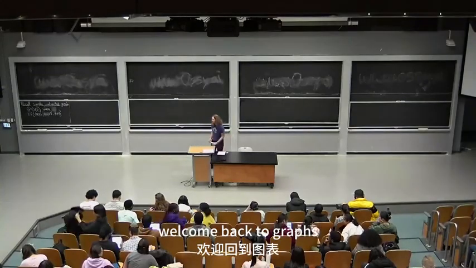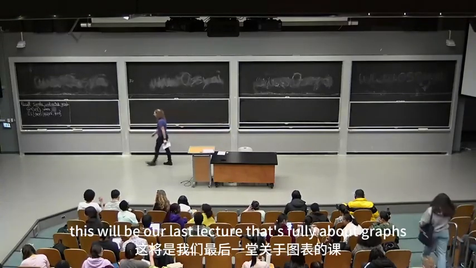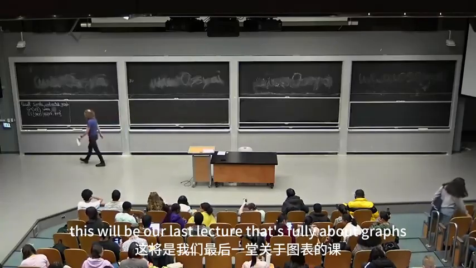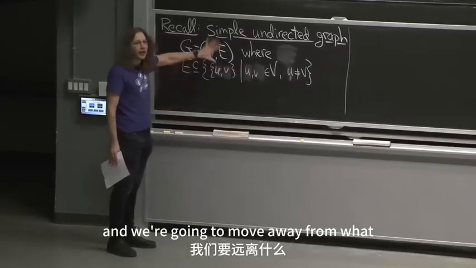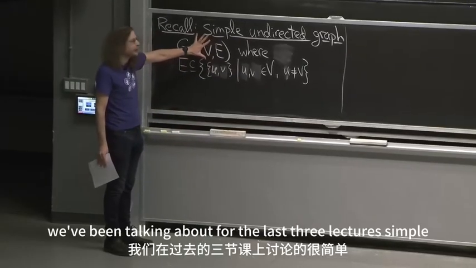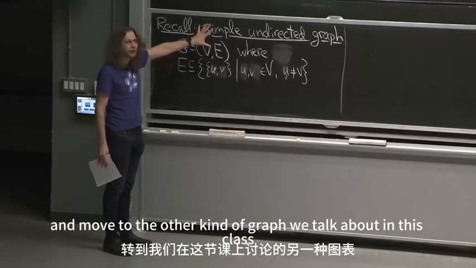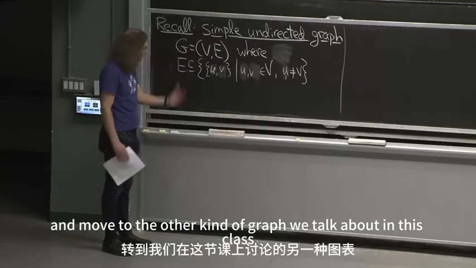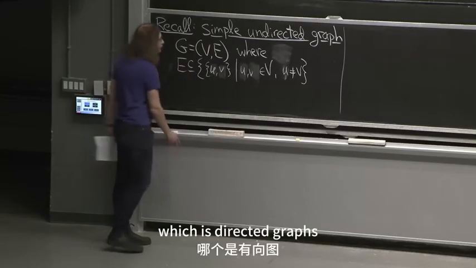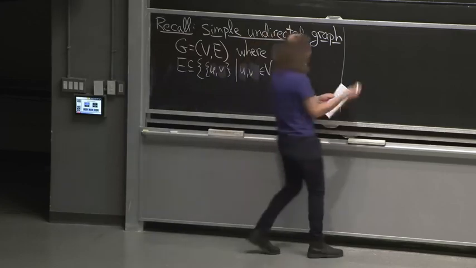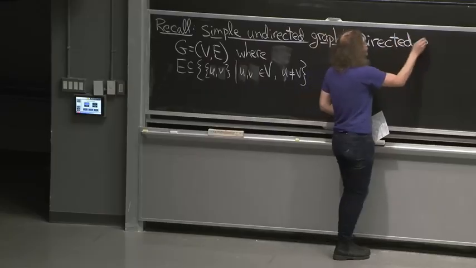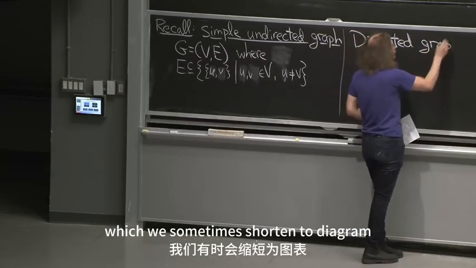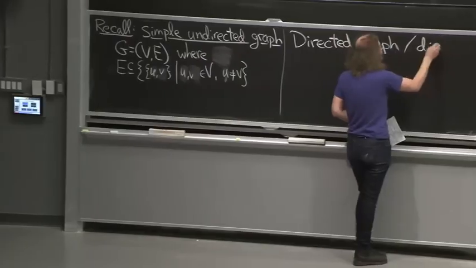All right, welcome back to graphs. This will be our last lecture that's fully about graphs. And we're going to move away from what we've been talking about for the last 3 lectures, simple undirected graphs, and move to the other kind of graph we talk about in this class, which is directed graphs, which we sometimes shorten to digraph.